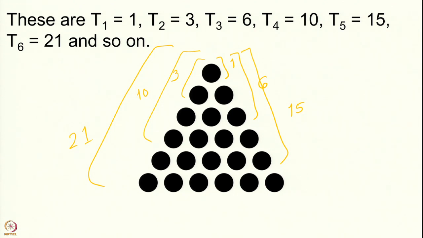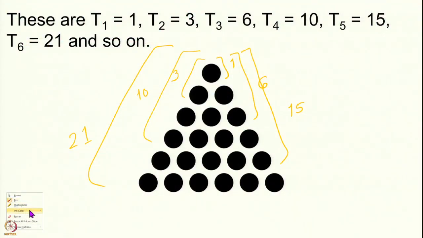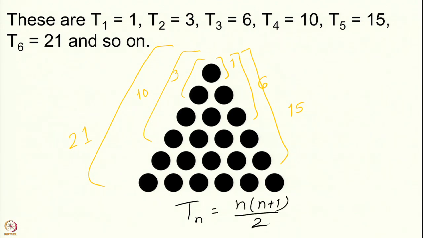Many of you would have noticed that we are simply writing 1 dot followed by 2 dots followed by 3 dots and so on up to n dots, and then the nth triangular number is the sum of these numbers. So you have n plus n minus 1 plus n minus 2 and so on up to 1. So triangular numbers are easy to write down. There is a formula for them, which is n times n plus 1 by 2. You can easily verify this formula for the triangular numbers that we have here on screen.